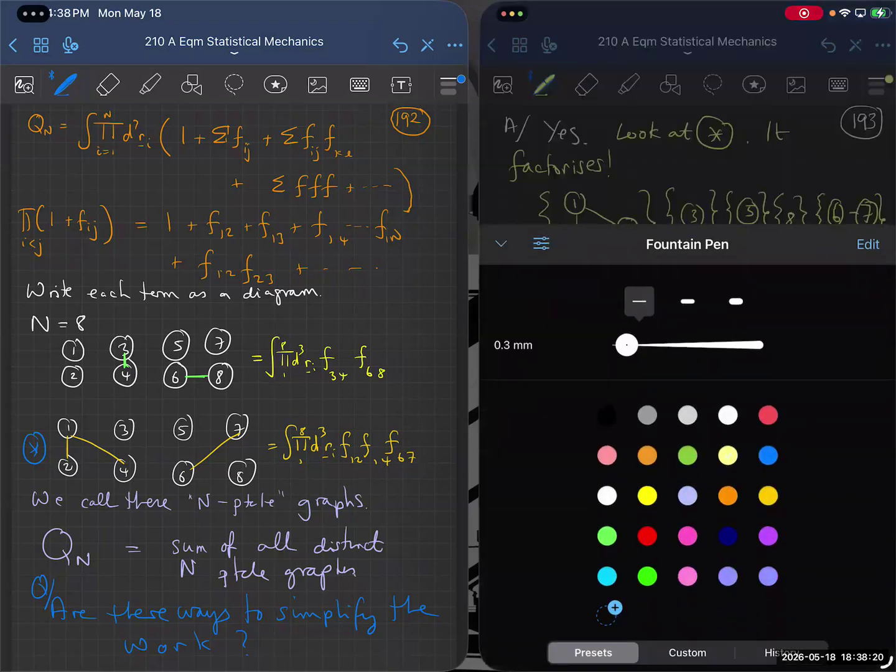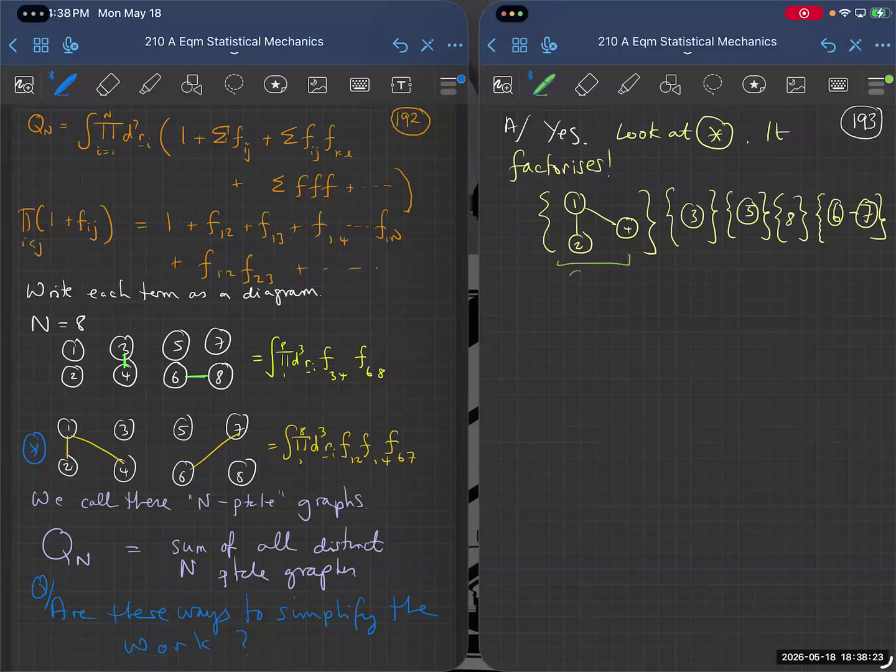So these graphs are called connected graphs because they break if you take some scissors and cut one of the lines. Okay? So each graph is connected to at least one of the others in there. And if I have a connected graph with L particles in it, that's called an L cluster.